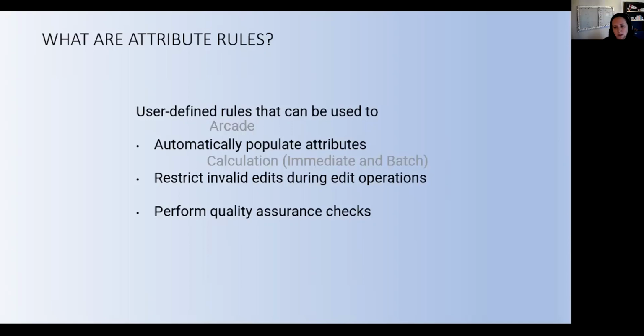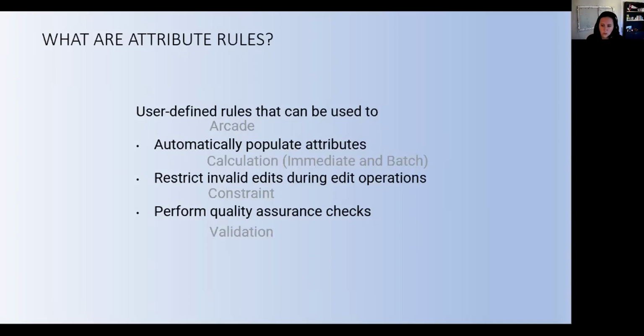The rules come in 3 different names. The first one is a calculation rule, and that is either an immediate rule or a batch rule, exactly what it sounds like. The focus of today is going to be on immediate calculation rules. I will mention the other ones here. In another webinar sometime this fall, we're going to talk about batch calculation rules. And the last one that I'll mention here, constraint rules, are where you can constrain the edits that are allowed to happen.